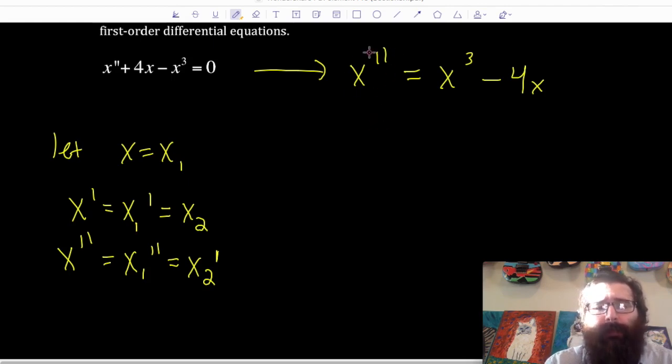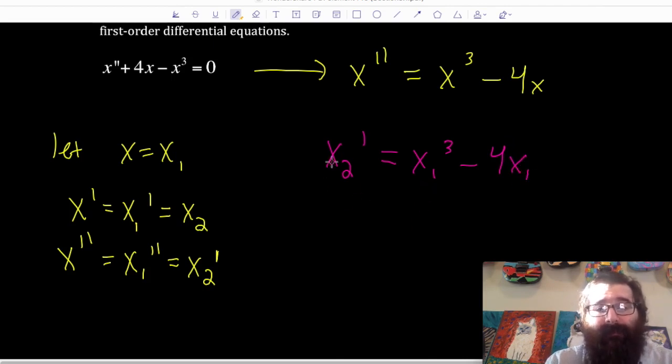So I would start by making my replacement here. X double prime, I can replace with x2 prime. So x2 prime equals, and then x cubed, but we said x is x sub 1, so x sub 1 cubed minus 4 times x, but that's x sub 1.